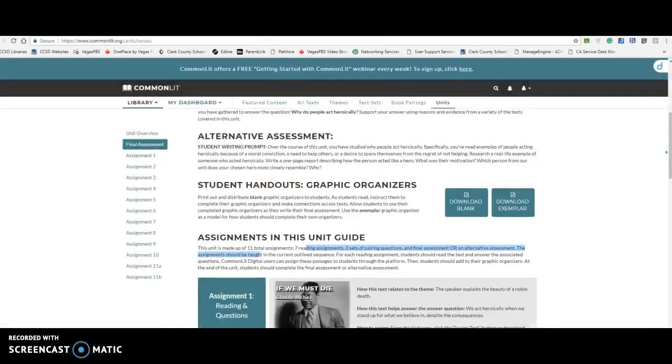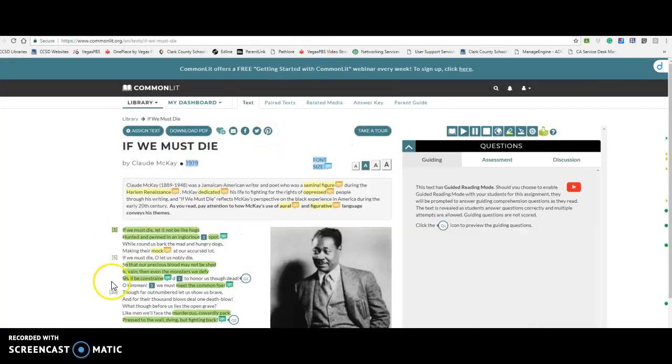So some of our readings are going to be based on Common Lit. And this is a completed annotation right here. So let's go over what we did. The first thing you want to do when you read an article is to highlight words that you don't understand. So I went ahead and highlighted some words that maybe I can just learn a little bit more about to help me understand this poem a little bit more.